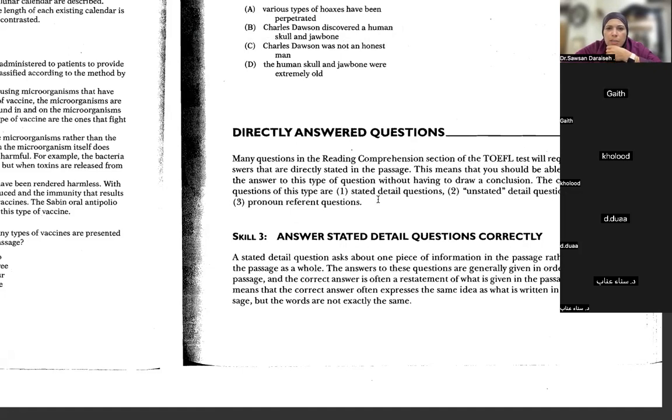So we're going to focus on this kind, stated detail questions, now. Stated means mentioned clearly and explicitly. Detail means precise details, small things they ask about, and the answer is in the text correctly. A stated detail question asks about one piece of information in the passage, rather than the passage as a whole. They don't ask us a general question about the text. No, they ask about a specific point. Yeah, that's why we call it detail.